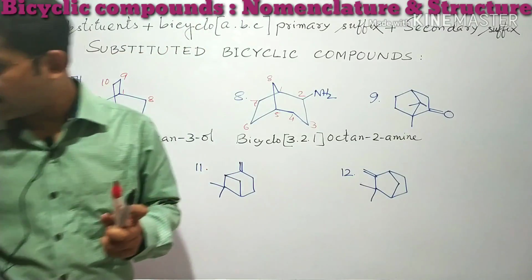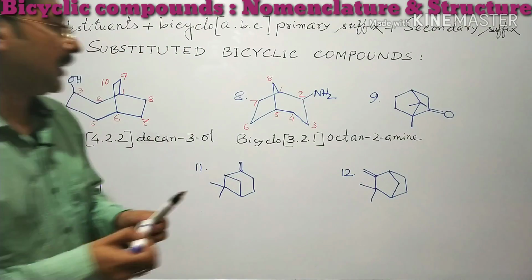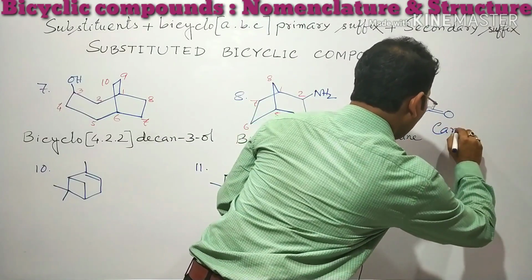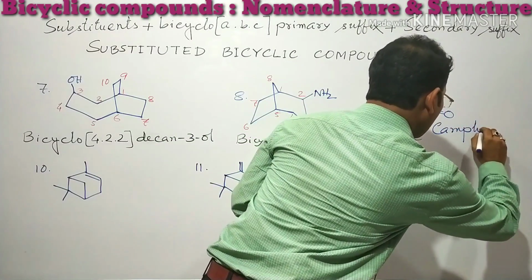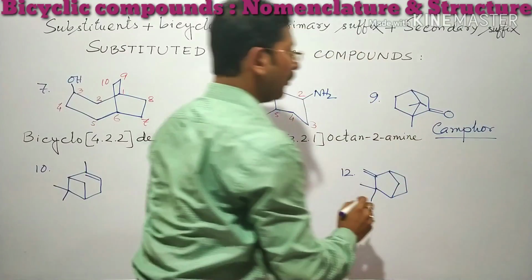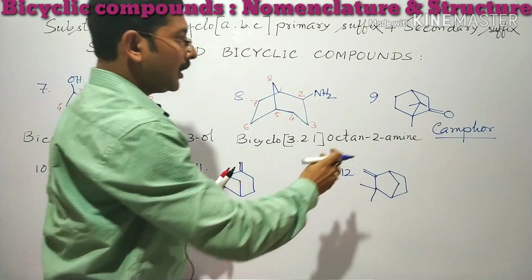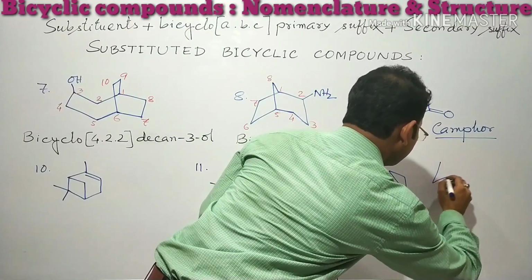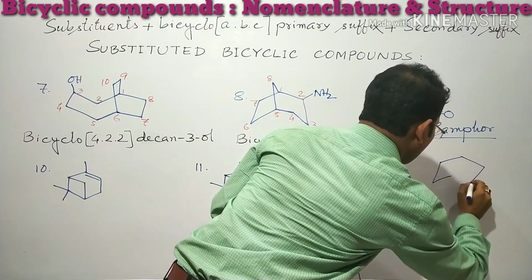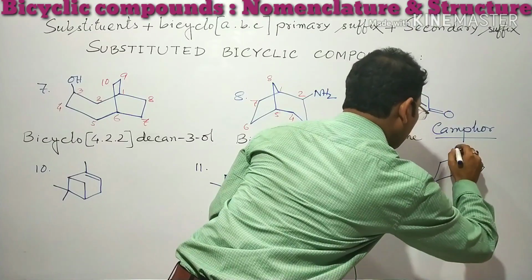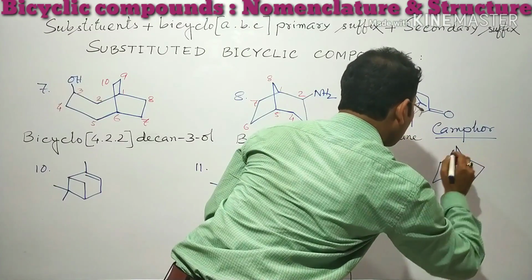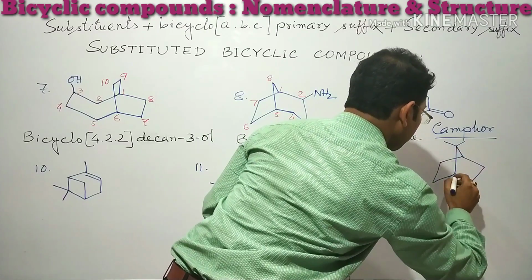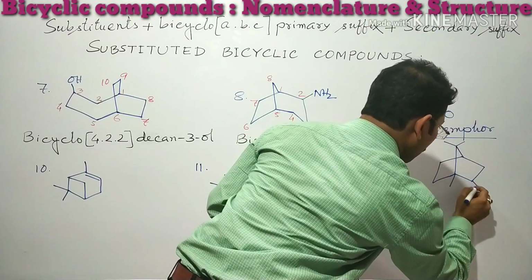Okay, next, the next example, this is very important. The name of the compound is camphor. This is camphor. So this compound can be written in this way also. It can be written in this way. 2 methyls are there. Here is a 2 methyl. 1 methyl is there and 1 keto is there.